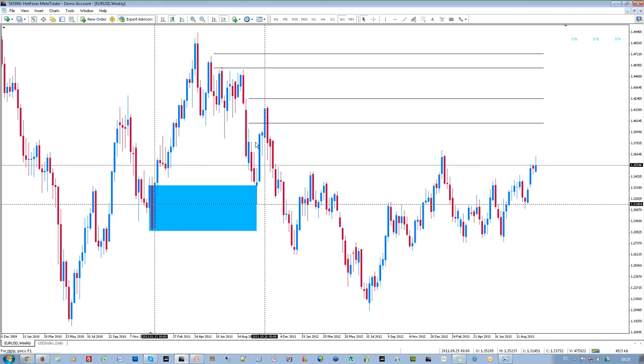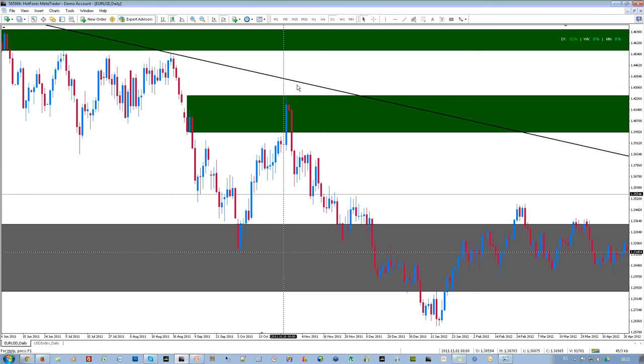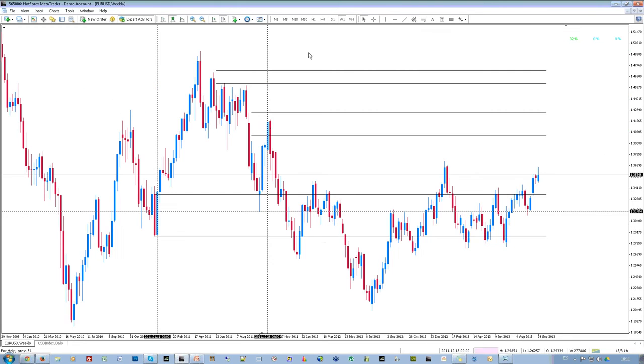Where was the higher time frame supply area? Right there. See here. This is the whole area on the daily. So price reverted to the mean, to the previous higher time frame supply area, which was on the daily. And look what price did. Price hit that area right there, which is that one on the weekly.